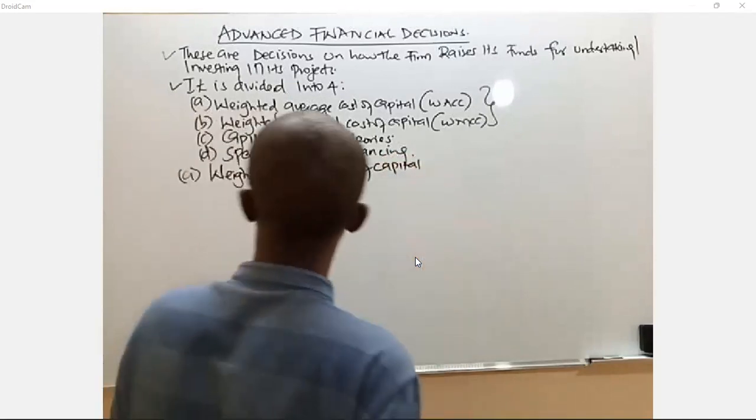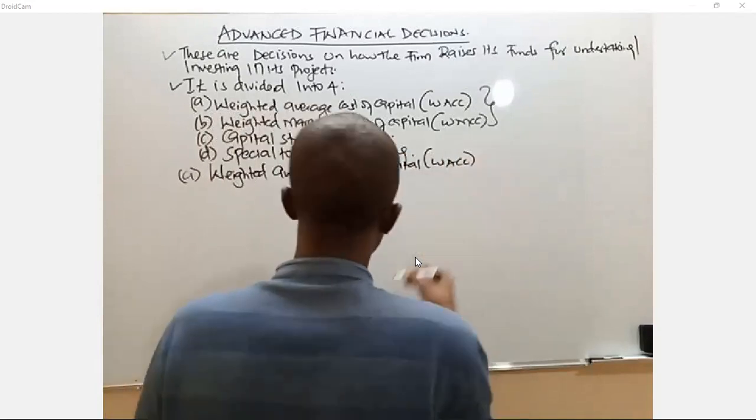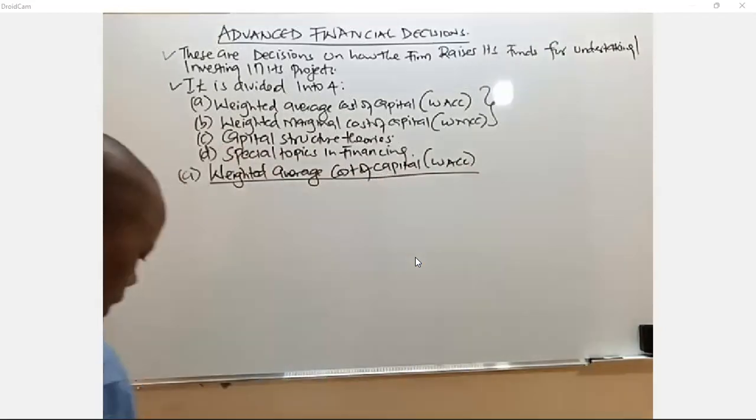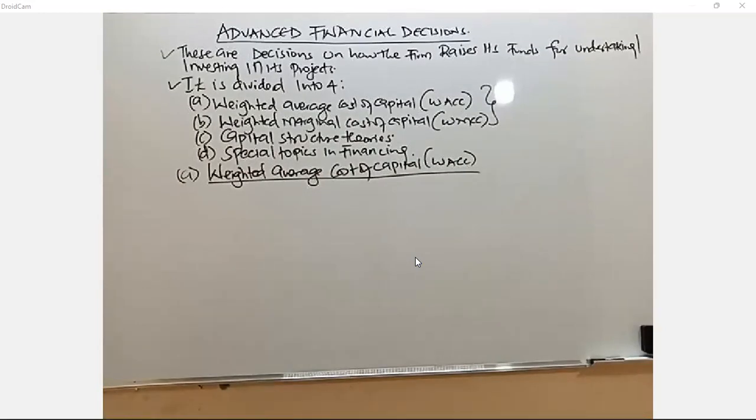So let us look at the weighted average cost of capital. Here we normally discuss WACC. So what do we remember about the WACC? Let me just give the definition of the WACC. We are saying that when you are looking at the WACC, it is the combined cost.